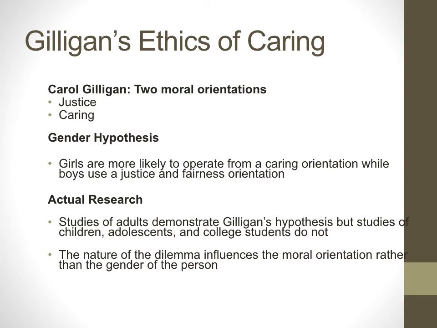One thing Carol Gilligan is famous for is her contribution on gender differences in moral development. She hypothesized that girls are more likely to operate from a caring orientation while boys use a more justice and fairness orientation. She does say that both girls and boys possess both justice and caring orientations. She's just highlighting the differences and which gender might lean towards which one due to socialization.